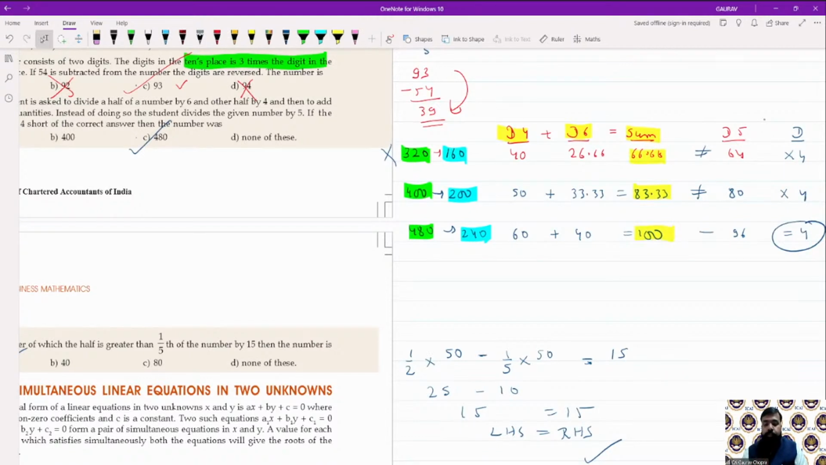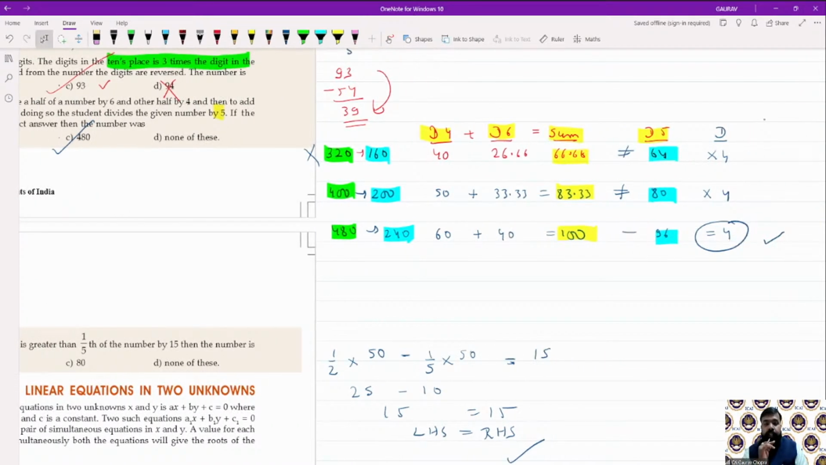So this is the sum. Now we have to divide it by 5. And now this division is giving a certain result. Now the difference of both the results should be 4. If the difference is 4, then it is correct. If the difference is not 4, then it will be incorrect. So option number C is correct. That is, 480 is the correct answer.